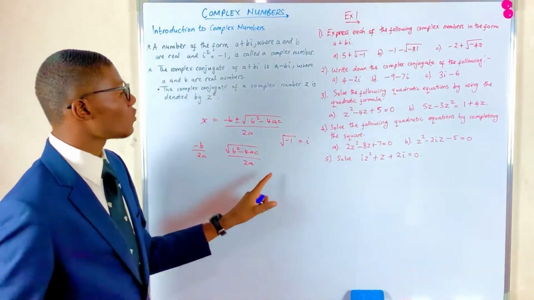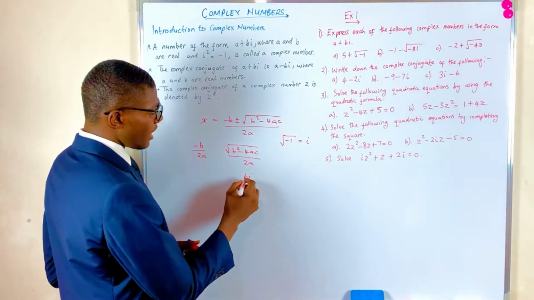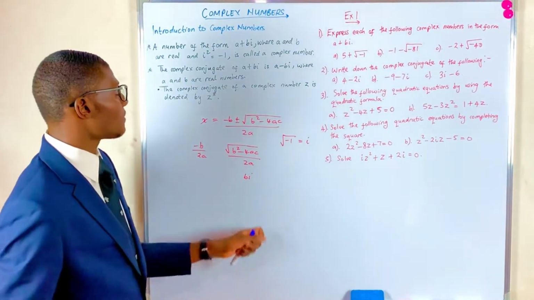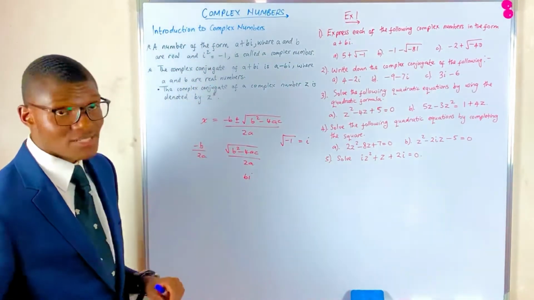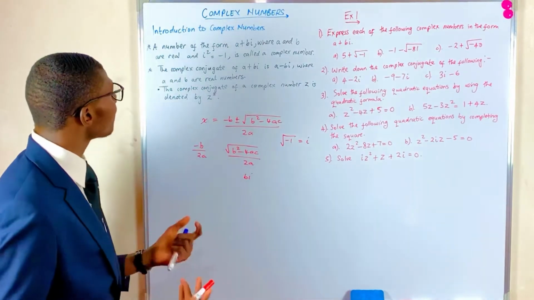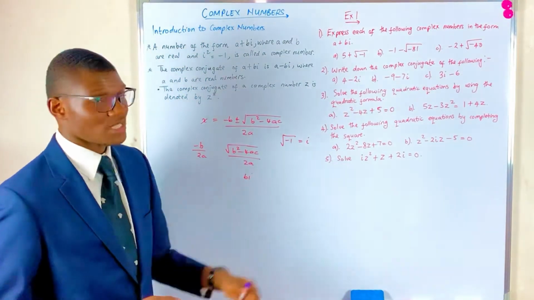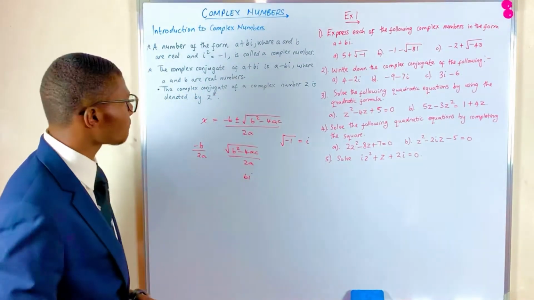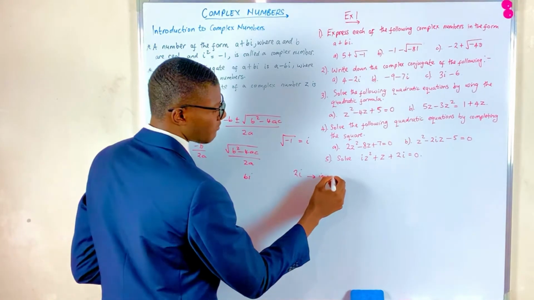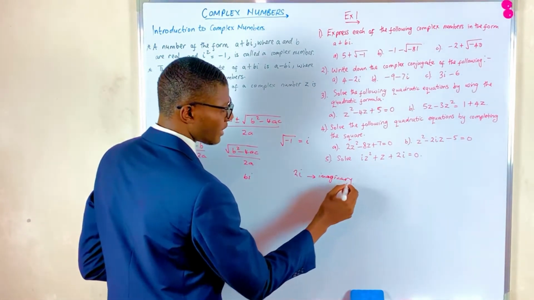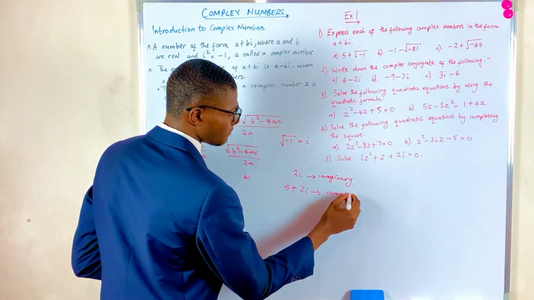And now this will take us to the definition of a complex number, because now this could be expressed in the form bi, right? So a number of the form a plus bi, where a and b are real, and i squared is equal to minus 1, implying that the square root of minus 1 is equal to i, is called a complex number, right? So a number like 2i is said to be an imaginary number, and a number like 5 plus 2i is said to be a complex number, right?